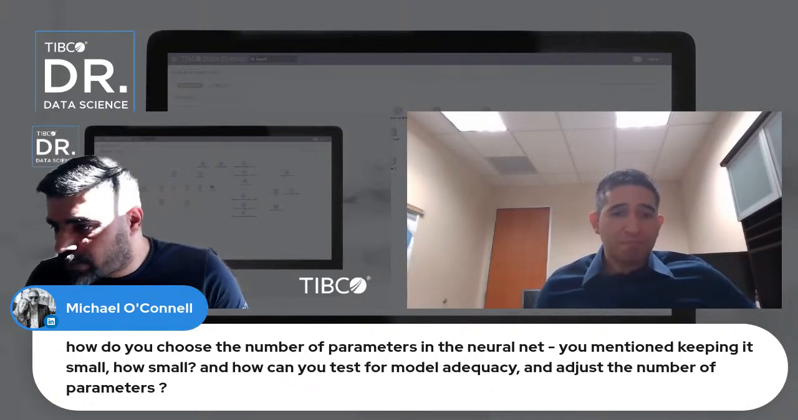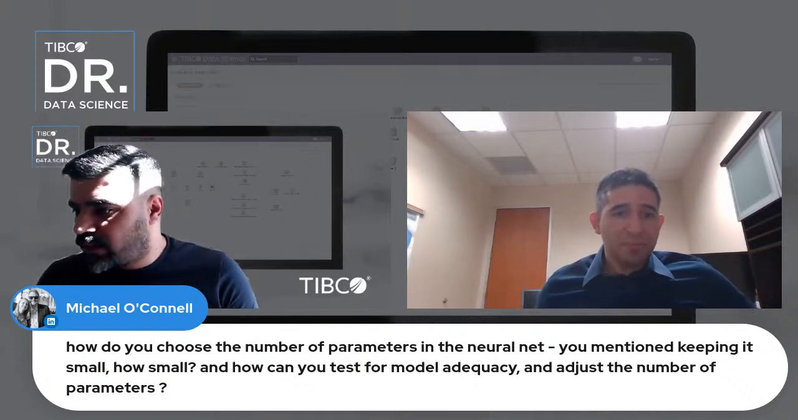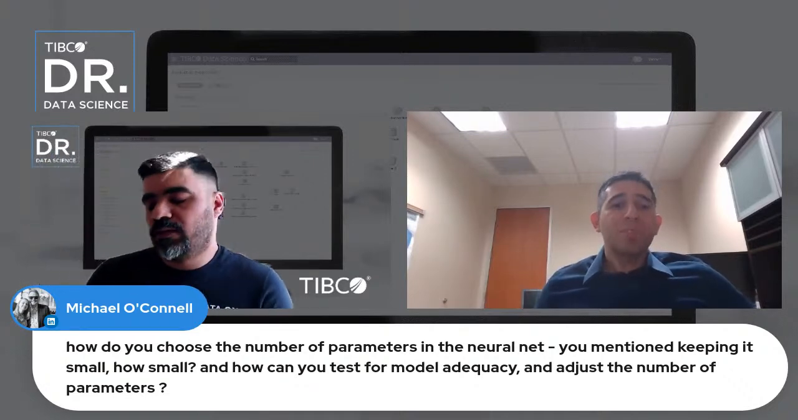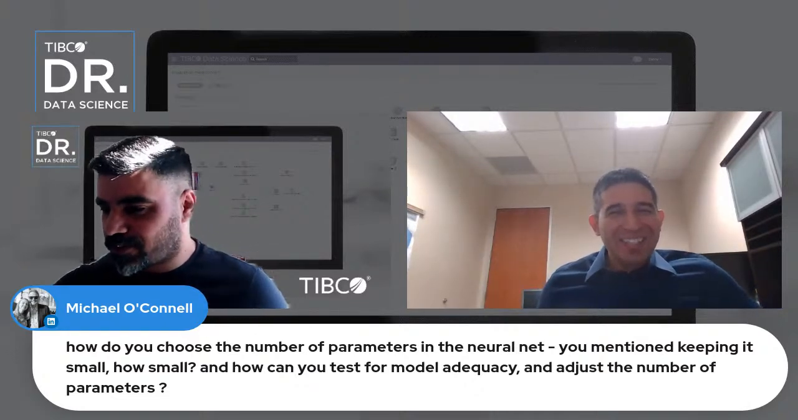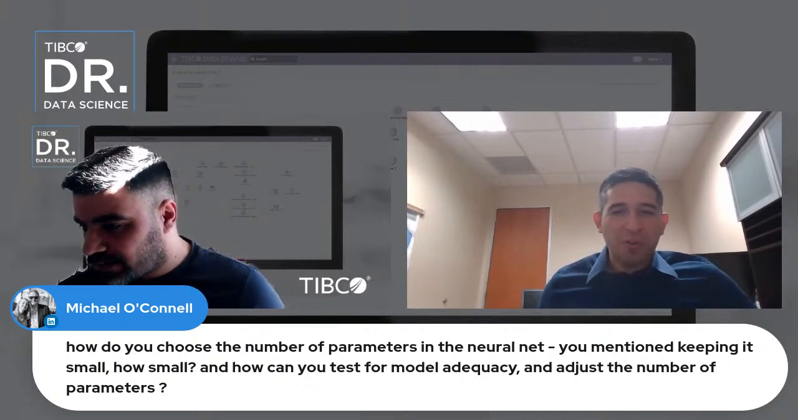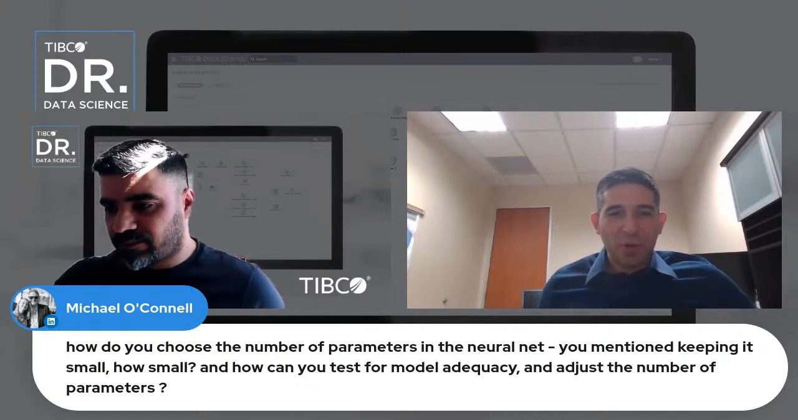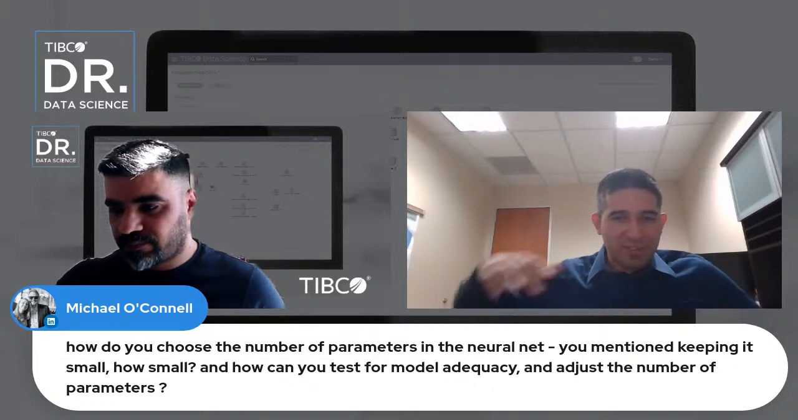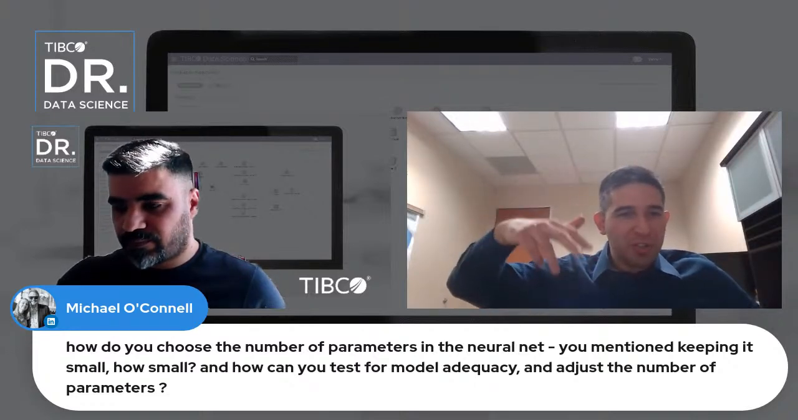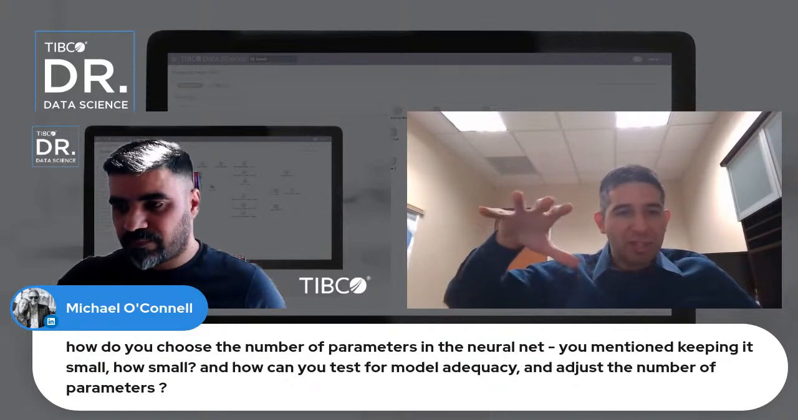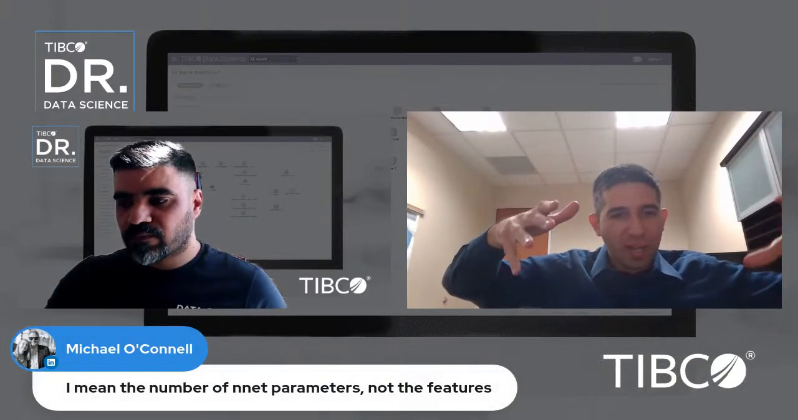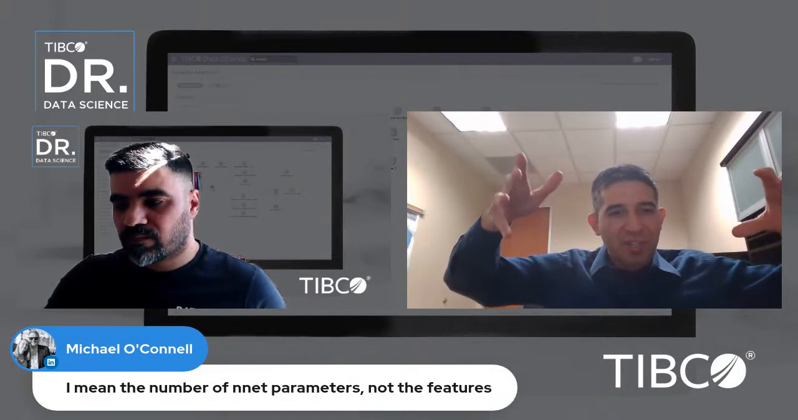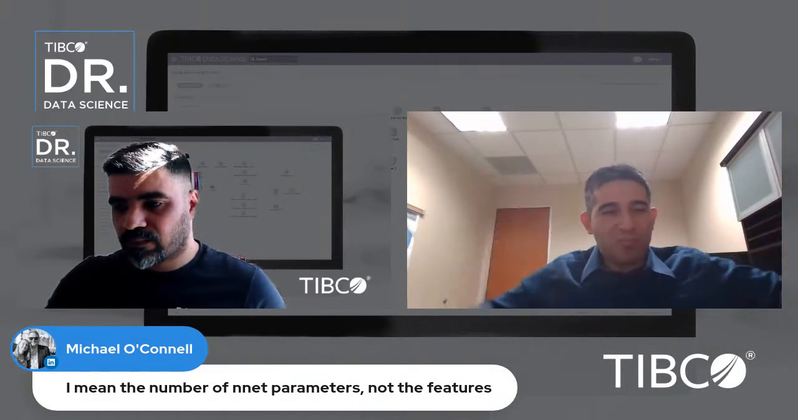Okay, so we have a follow-up note from Michael. He says, actually, I meant the neural network parameters, not the features. Okay, sorry, so that's good. So we provided some information on the feature selection. For neural networks, as you probably know, you've done the sensitivity or the hyperparameter optimization. I was referring to keeping the number of input features small.